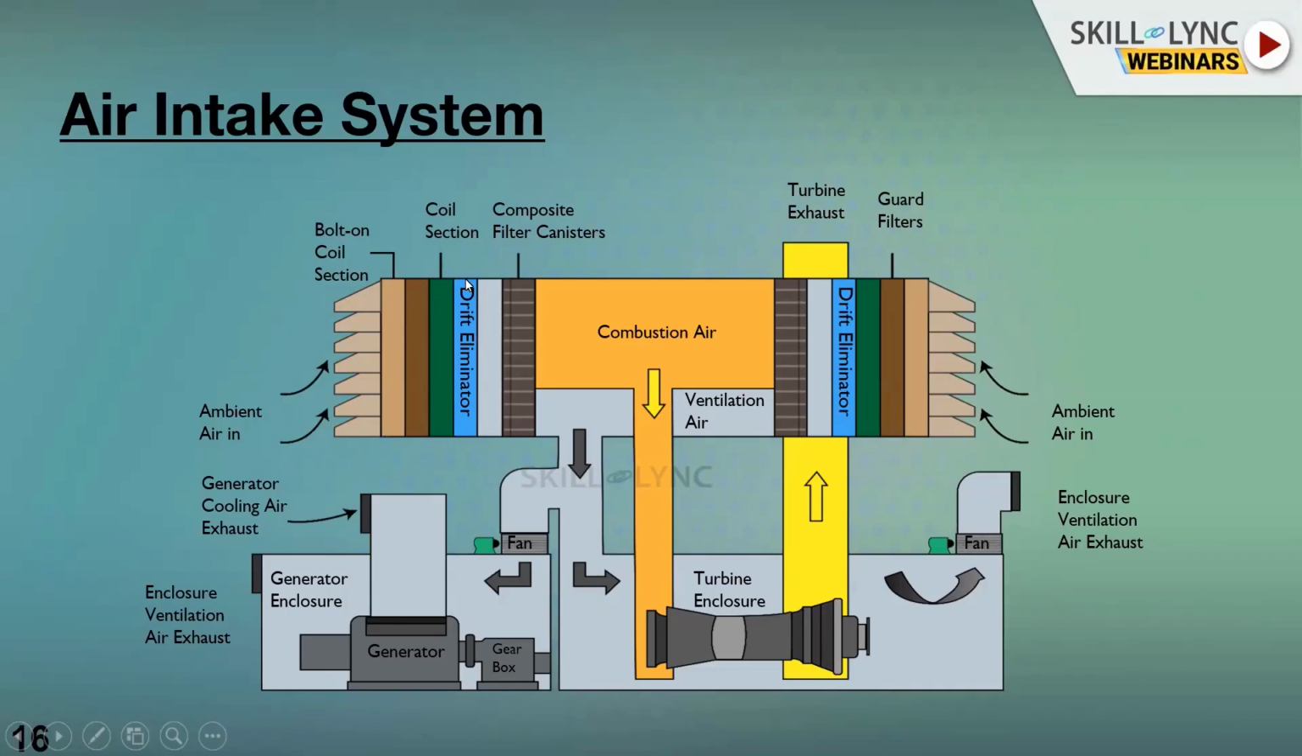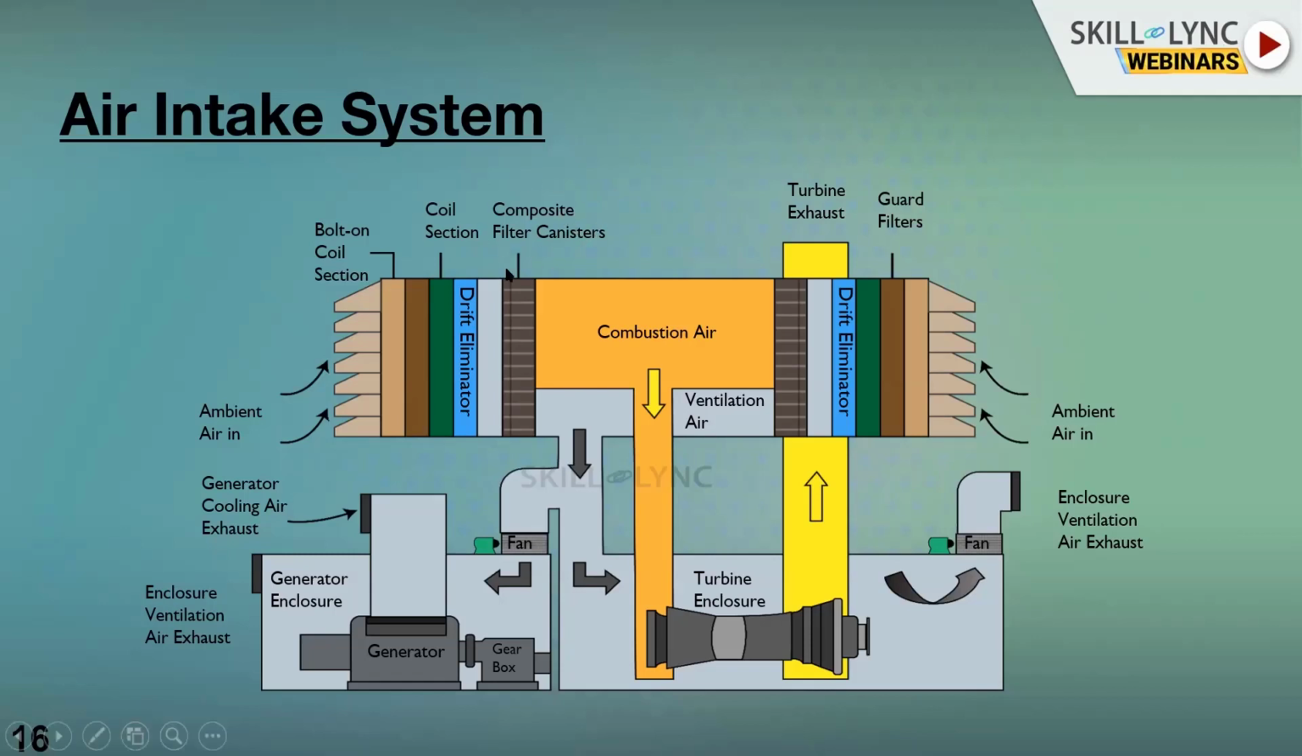Then we have something called drift eliminators. What are drift eliminators? When air is sucked in, you are not just sucking in the air. Air also contains moisture. So you want the air to be filtered to a particular parts per million. But when there is rain, you're also sucking in water droplets. So what the drift eliminator does is it has baffles which filter out the heavy droplets, and instead lets in only the finer air particles that are required.